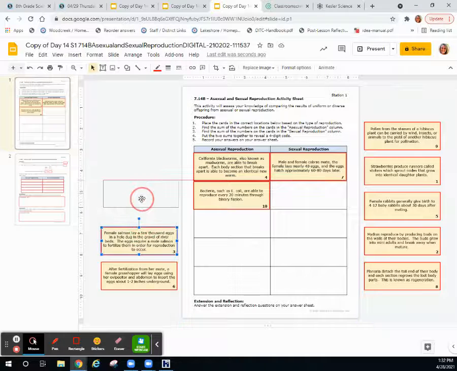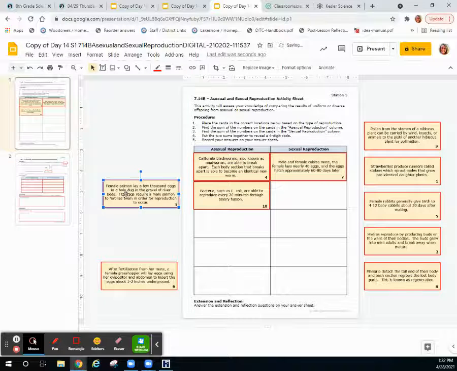This one says, female salmon lay a few thousand eggs in a hole in gravel of riverbeds. The eggs require male salmon to fertilize them in order for reproduction to occur. So you're having genetic material coming from two different sets of organisms, a female and a male. So this would be sexual reproduction.